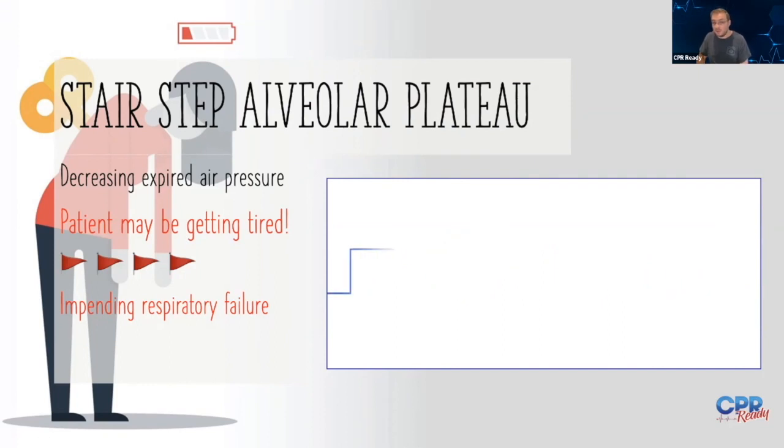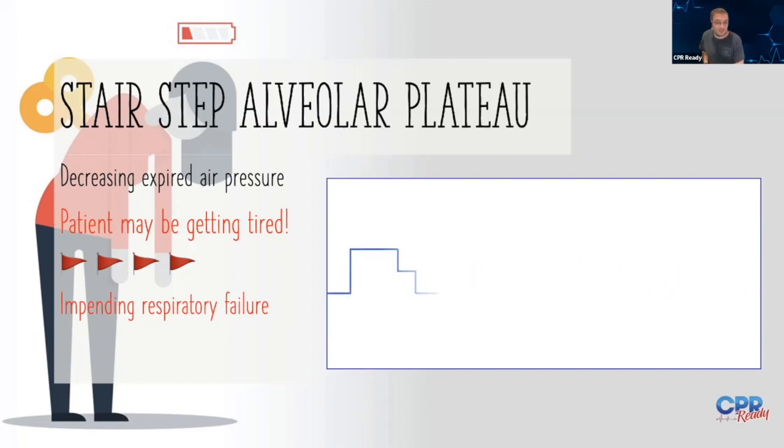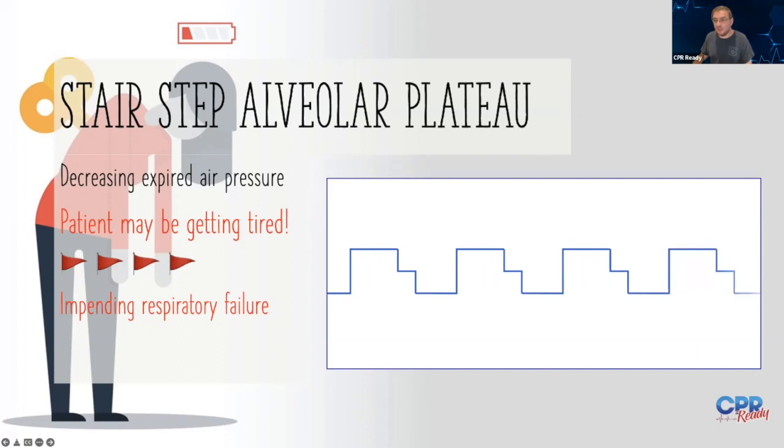So if you've got a respiratory distress patient, you start to notice this jagged appearance at the end of their capnographs. Be prepared to bag them, to give them supplemental ventilations, or if you're in a system where you can intubate them, they may need intubation. So just be aware of this. This is an ominous sign.